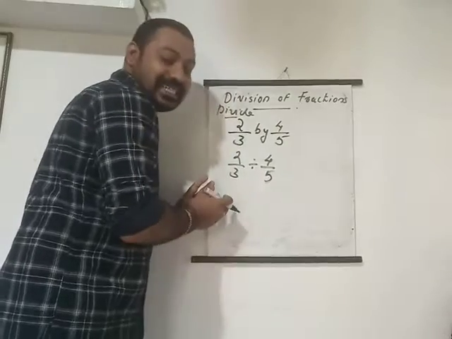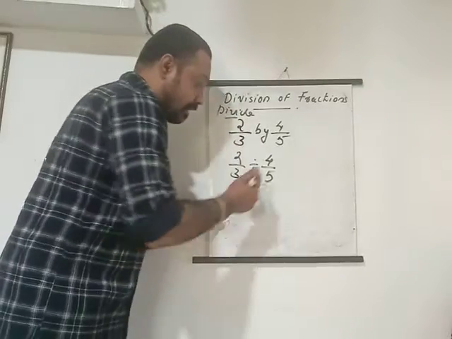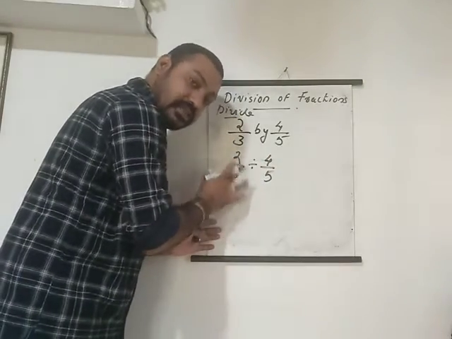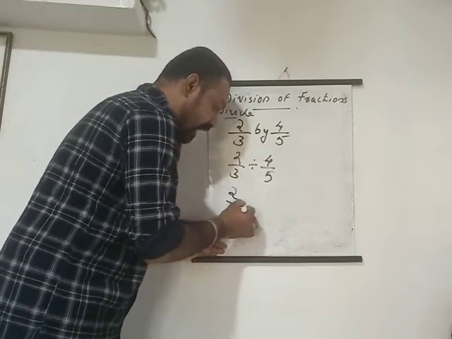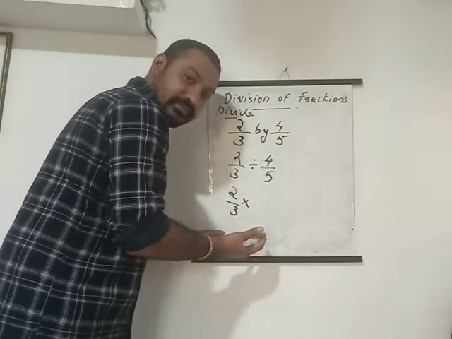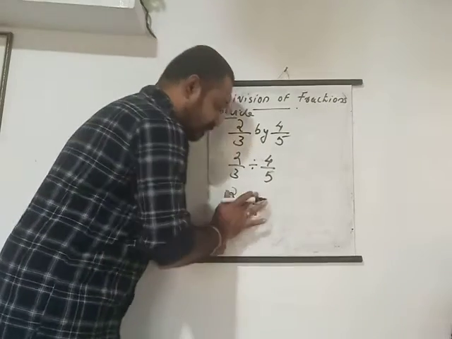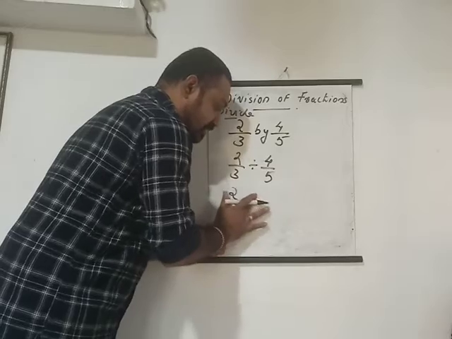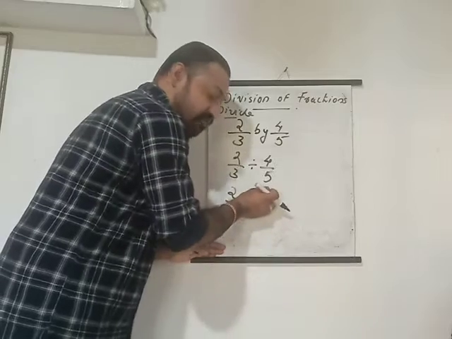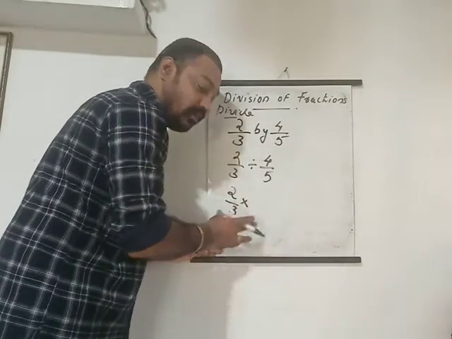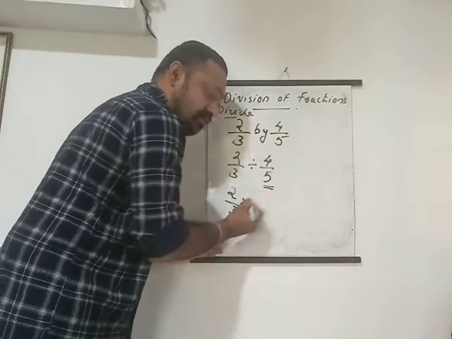To divide fractions, in the case of division, the second fraction has to be multiplied. Then you will think that we are going to multiply this way. No, not this way. For a division of two fractions, the reciprocal of the second fraction is multiplied. Then we will get the answer.